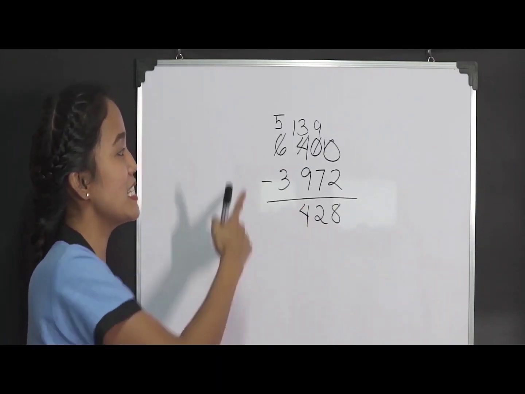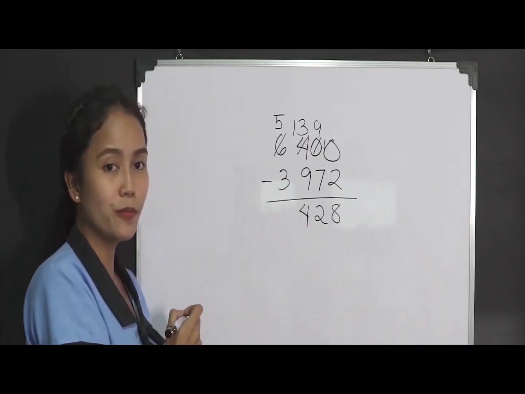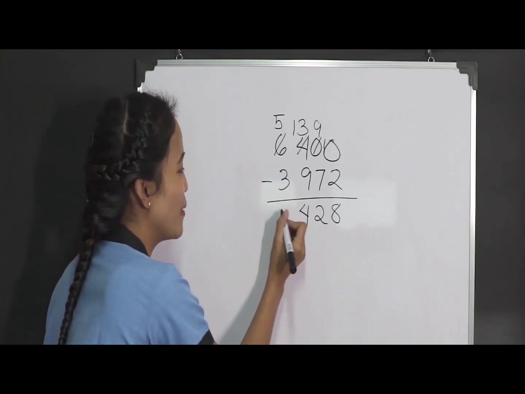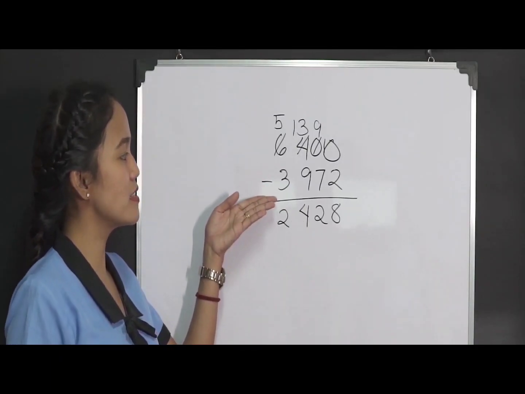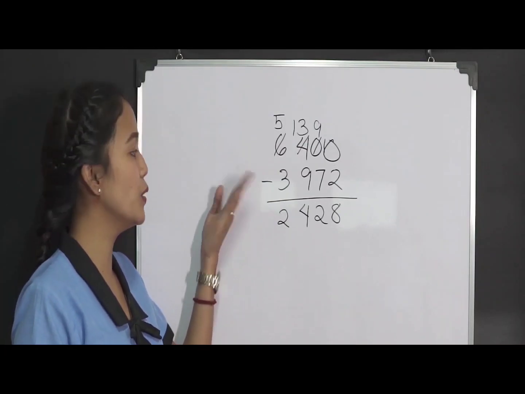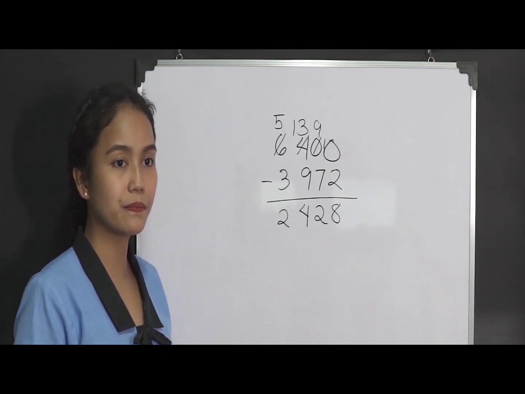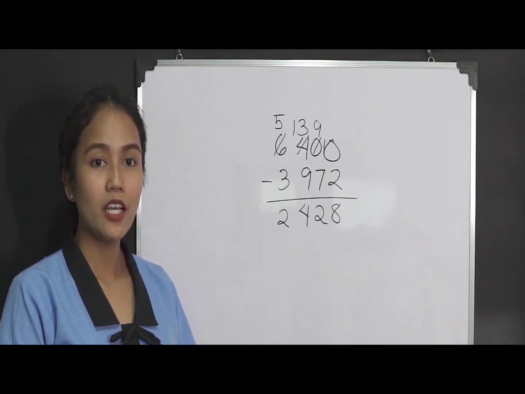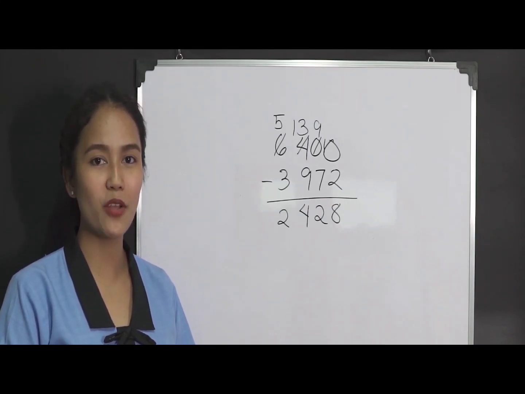Then the last one is the thousands column. 5 minus 3 is equal to? Yes, it is equal to 2. So 6,400 minus 3,972 is equal to 2,428. Do you get it? Okay, let us apply this knowledge in answering problem solving.